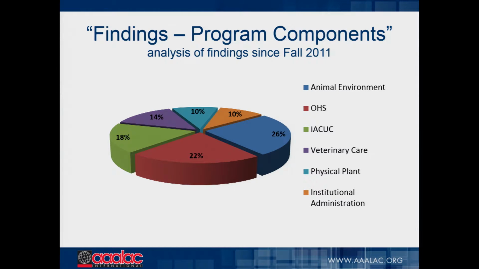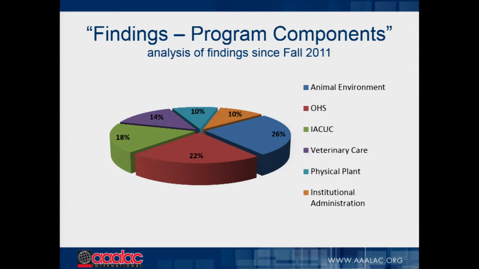The 3 largest categories of findings you see there on that pie chart are animal environment, occupational health and safety, and the IACUC. Occ health and safety and the IACUC have traditionally sort of topped the list in the largest proportions of findings that we describe at the exit briefing. That was not a surprise to me when we calculated this data. Animal environment was. That's never been the top of the list.